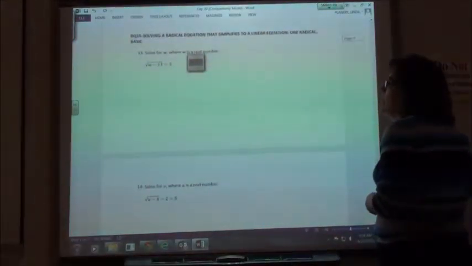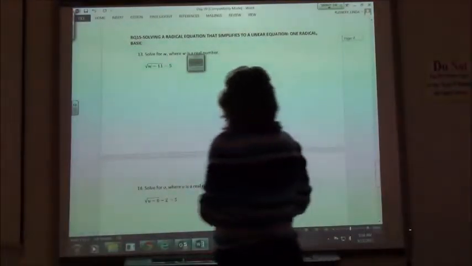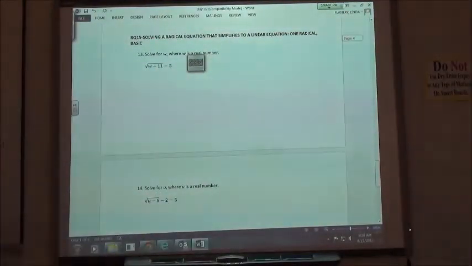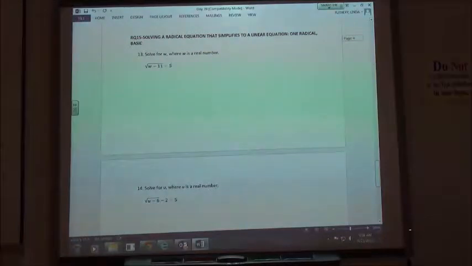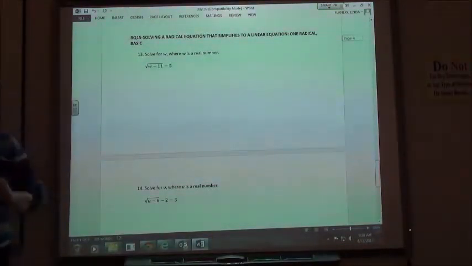And then we are going to solve some radical equations that simplify to a linear equation with one radical sign. When I'm trying to simplify something with a radical sign, I first want to make sure that the radical sign is by itself. So if there's anything next to it, if it's a plus 5 on the end or times 2, I need to get rid of that first. Once the radical is by itself, like on this first problem, I'm going to get rid of the square root by doing the opposite. What's the opposite of a square root?